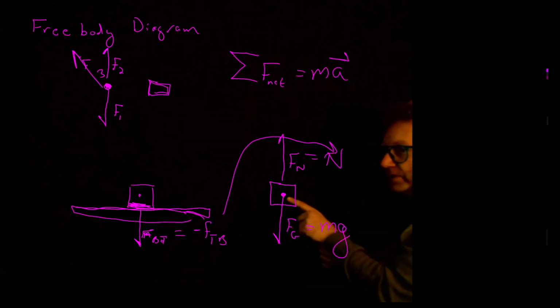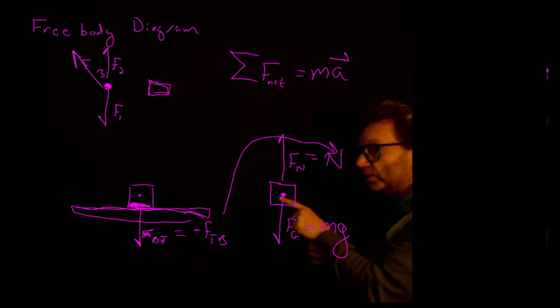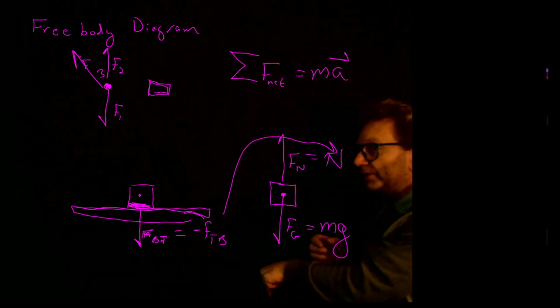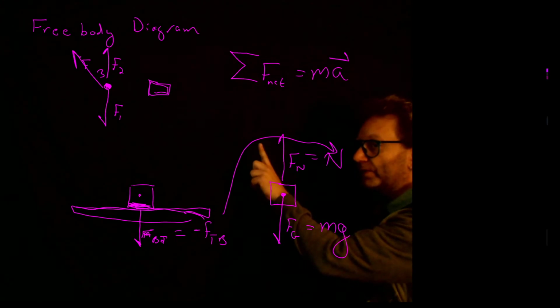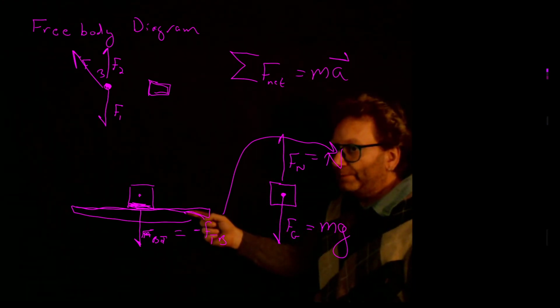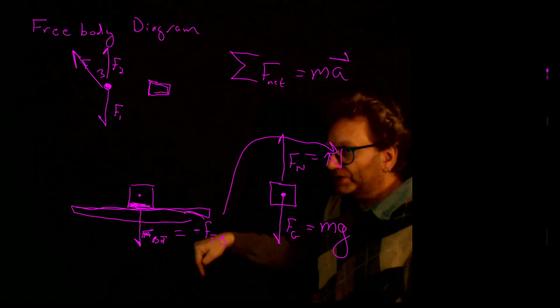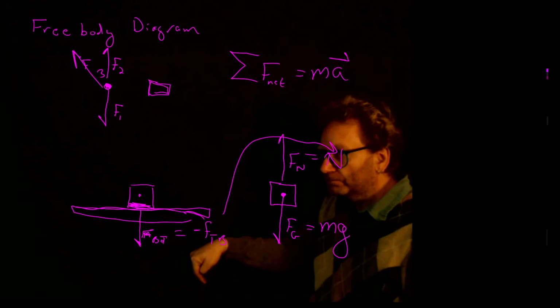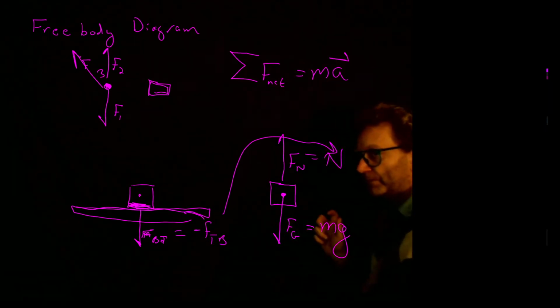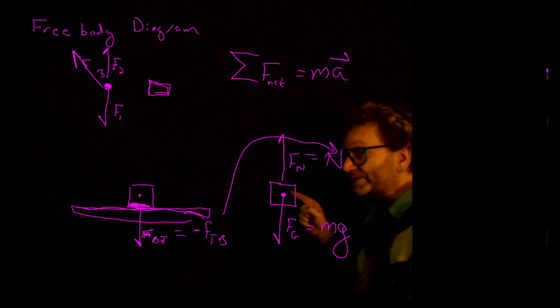And so what we need on the box are the forces on the box only, which is gravity down and the table back up on the box. Now the Newtonian equal and opposite pair on this boundary, the box pushing down on the table, is not on my force diagram, because it's not what's happening to the box.